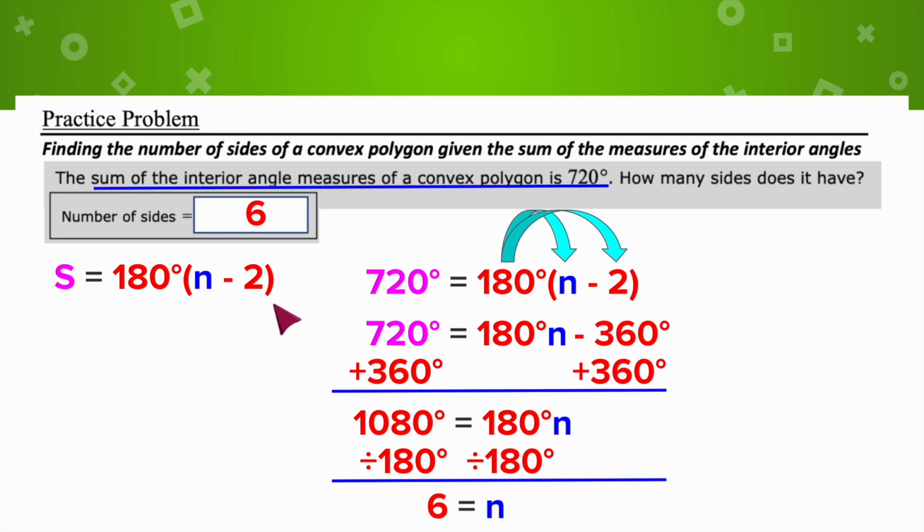All right, so that is using the interior angle sum formula to either find the interior angle sum or the number of sides of a polygon.